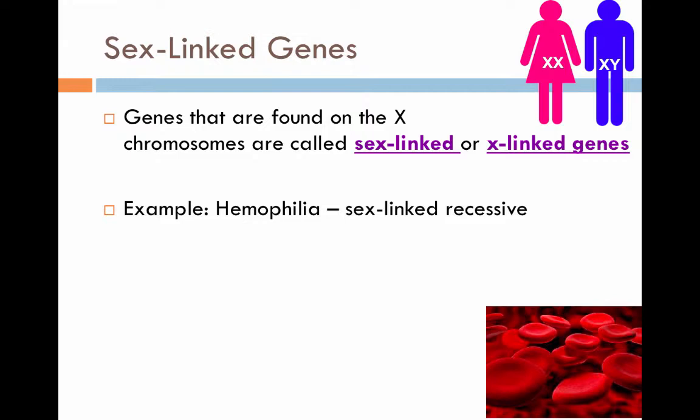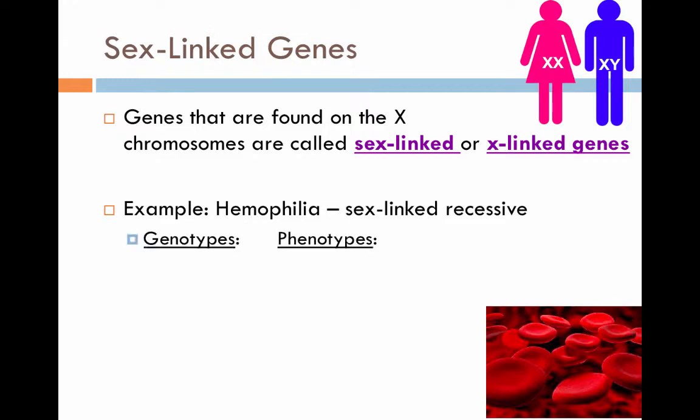One common example of sex-linked genes is hemophilia. Hemophilia is a blood disorder. If you have the allele for hemophilia, then you cannot properly clot your blood. And if you get a cut, it may continue to bleed and bleed and bleed and never stop, and you would potentially die. Let's look at the possible genotypes and phenotypes of people with hemophilia.